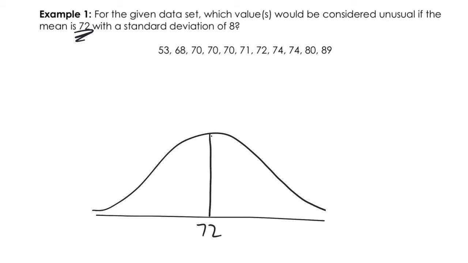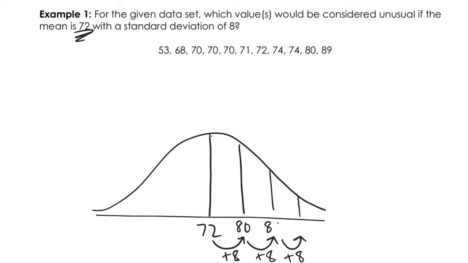So what you're going to do is you're going to take that 8 and you are going to add 8 to the right. And you're going to do that 3 times. So let's add 8, so that's 80. Add 8 again, that's going to be 88. And add 8 one more time, and that's going to give us 96.